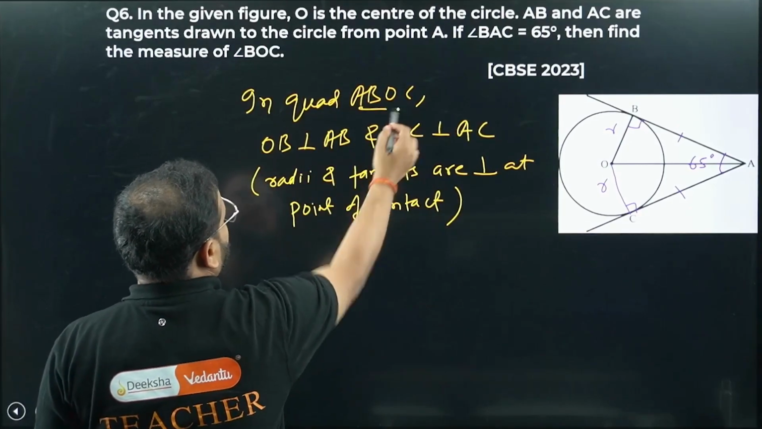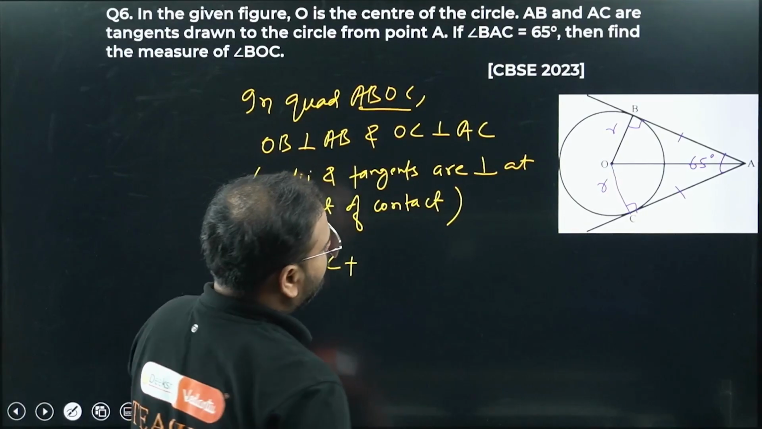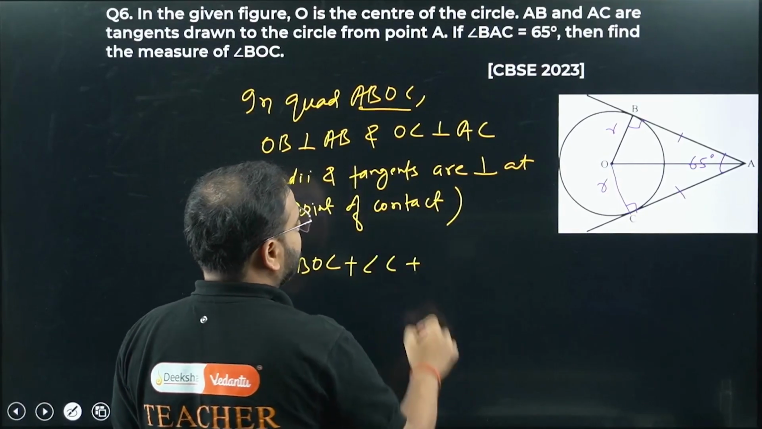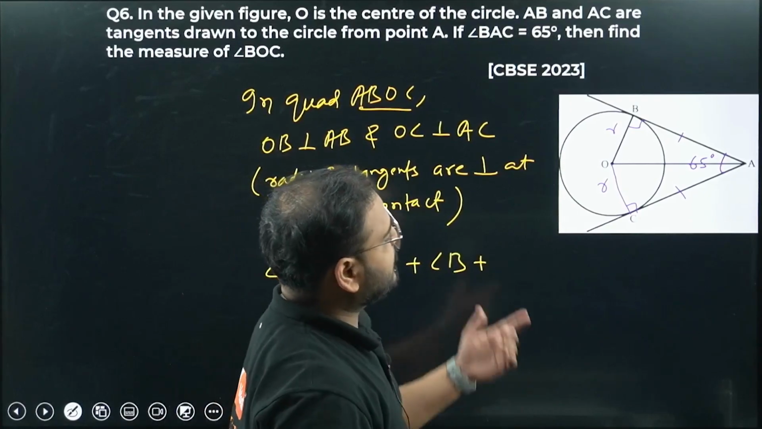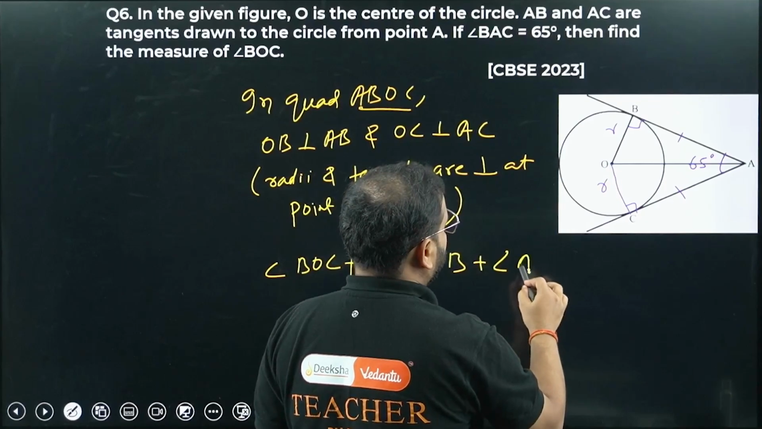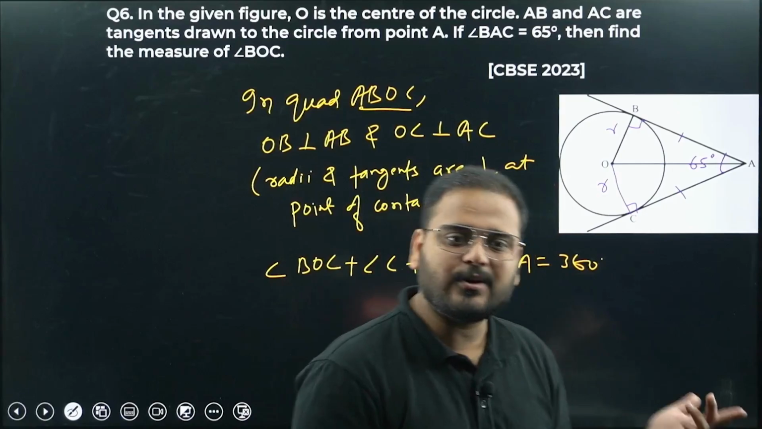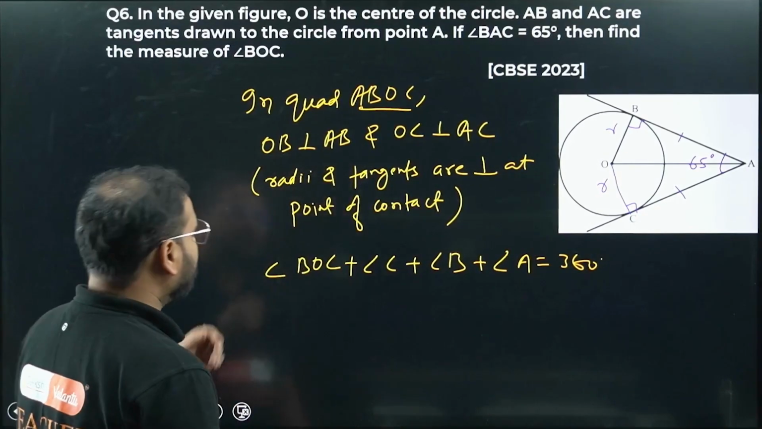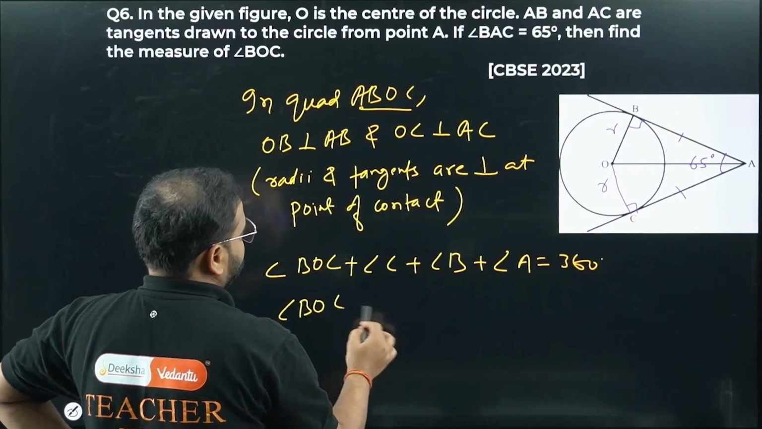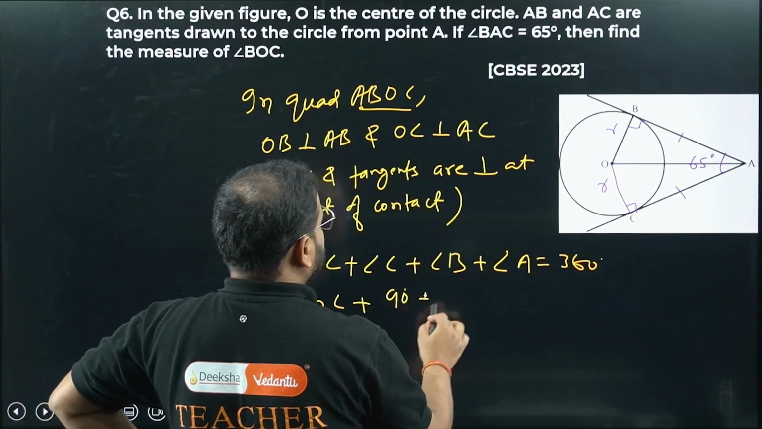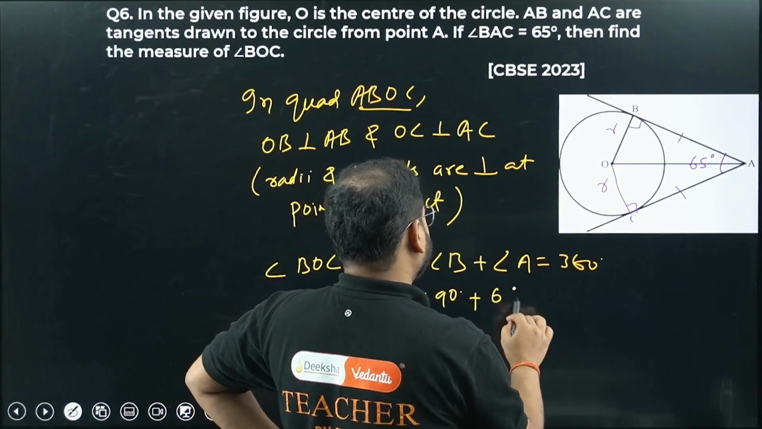In this quadrilateral ABOC, angle BOC plus angle OCA, which I can write simply as angle C, plus angle OBA, simply angle B, plus angle BAC, or angle A, is 360 degrees. This is the angle sum property of a quadrilateral. We're looking for angle BOC, so we'll keep this as it is. Angle C is 90 degrees, angle B is 90 degrees, and angle A is 65 degrees.